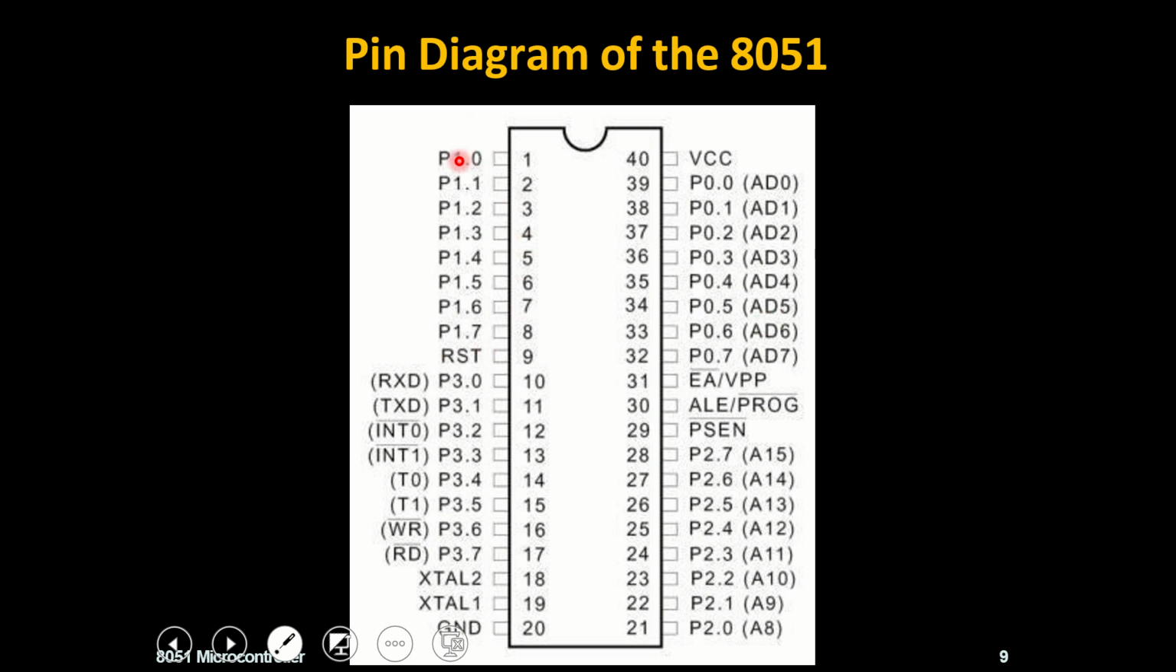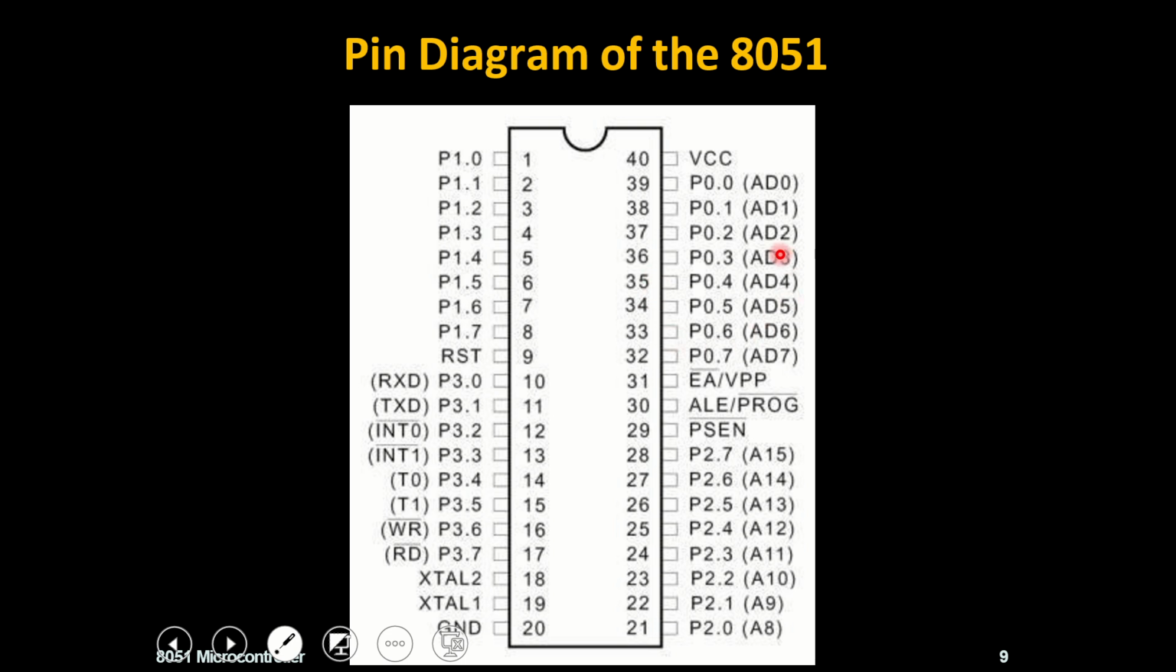Similarly, port 1 has 8 pins, from 0 to 7. Port 2 has 8 pins, from 0 to 7. And port 3 also has 8 pins, from 0 to 7. So there are 4 ports for the communication of input devices, output devices and memory devices to the 8051 microcontroller.